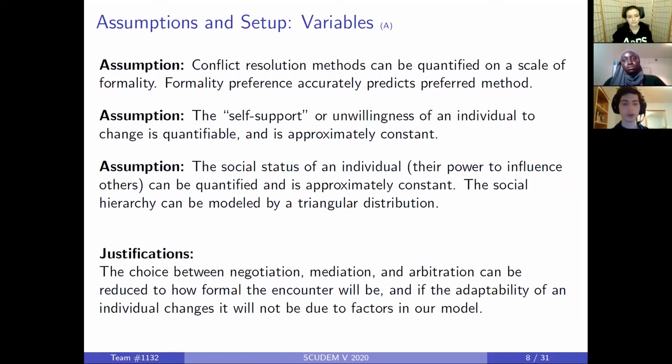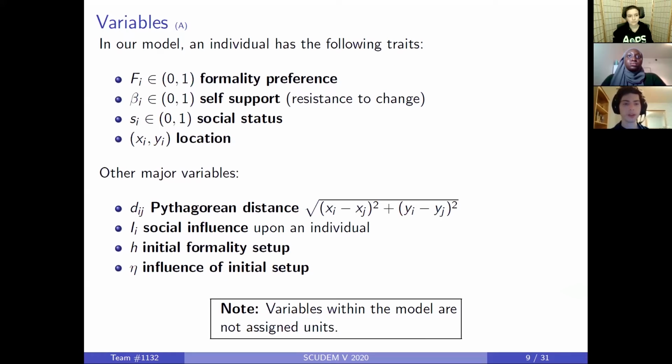So for the variables we used in our model, we assumed that the conflict resolution methods can be quantified neatly on a scale of a single variable, formality. The self-support and the social status of an individual are quantifiable and are approximately constant, and the social hierarchy, or the distribution of social status, can be modeled using a triangular distribution.